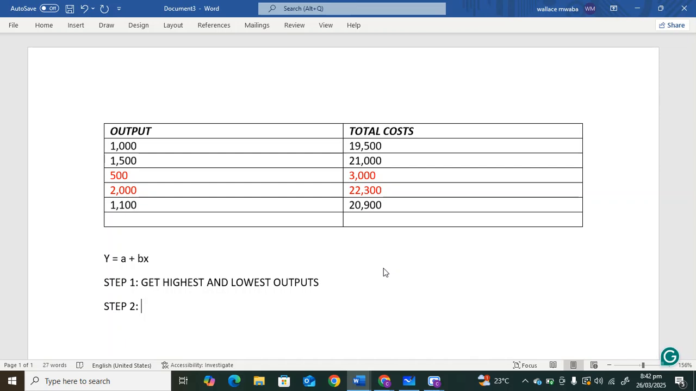We get our variable costs. And the variable cost, VC, equals your highest cost minus your lowest cost divided by your highest output minus your lowest output. Is that okay, colleagues?